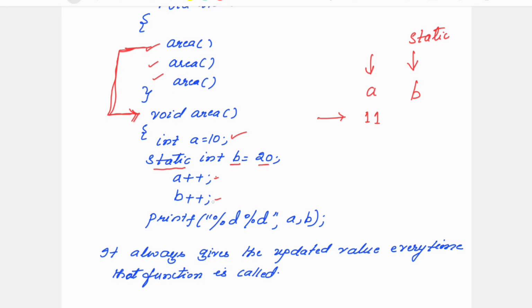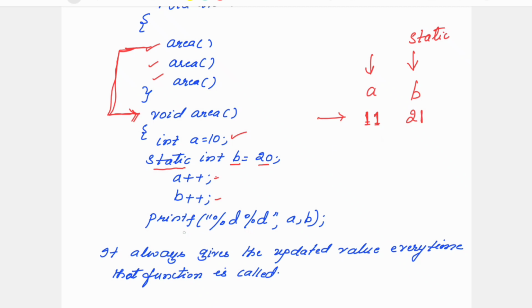Then similarly you are doing it for b also. B you have initialized to 20, then 20 plus 1 and it will print 21. Because you are writing here the printf statement, printf %d a comma b. So the a value will get printed as 11 and the b value will get printed as 21.